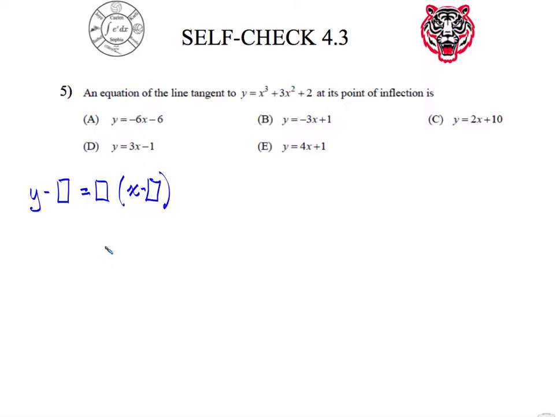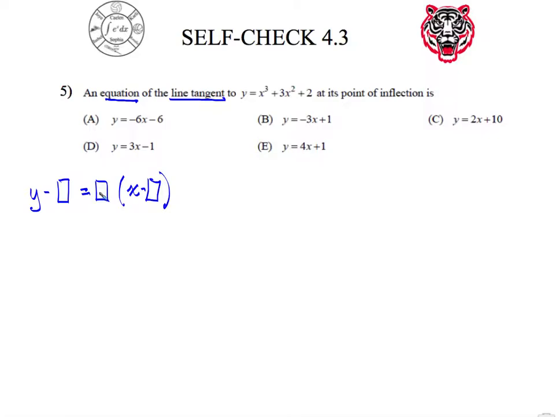Wait, so how do we know when to use that equation, Mr. Smith? Line tangent and equation. So if you're finding the equation of a line tangent, you automatically think of this. All right, so what do we want to find first? Because we don't have any of these. We don't have the y coordinate, we don't have the x coordinate, and we don't have the slope.